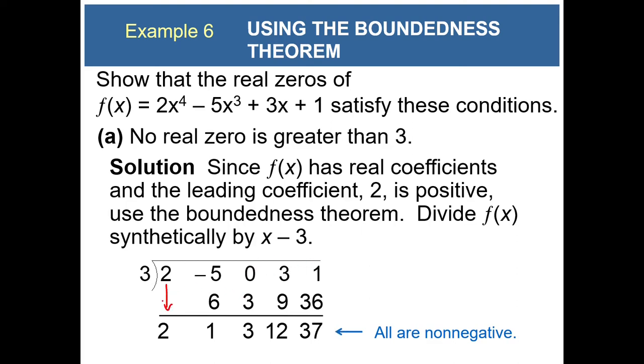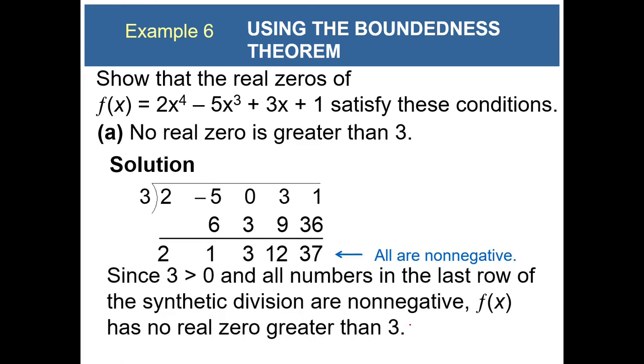We'll bring down the 2. 3 times 2 gives us 6. -5 plus 6 is 1. 3 times 1 is 3. 0 plus 3 is 3. 3 times 3 is 9. 3 plus 9 is 12, and 3 times 12 is 36. So we have a remainder of 37. Notice all of these values are non-negative. They're all non-negative. Since 3 is greater than 0, and all the numbers in the last row of the synthetic division are non-negative, f of x has no real zeros greater than 3.